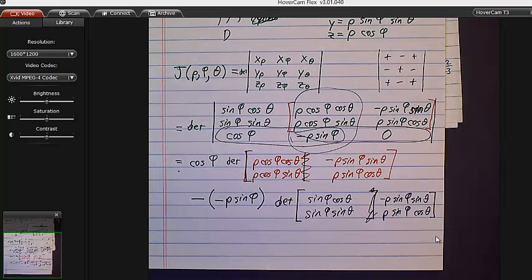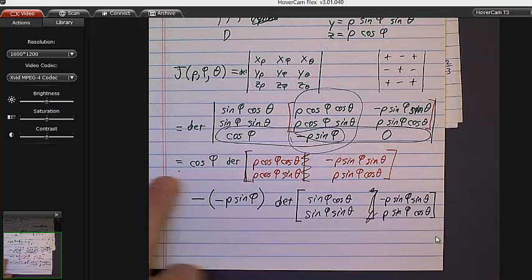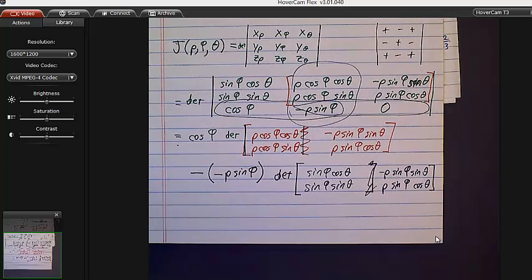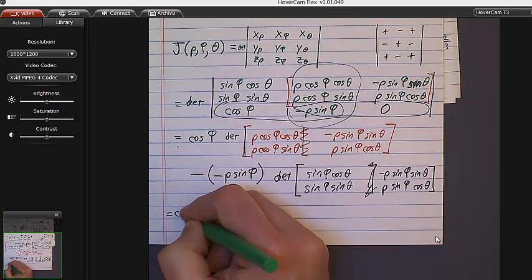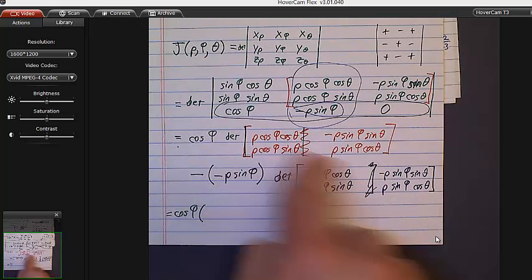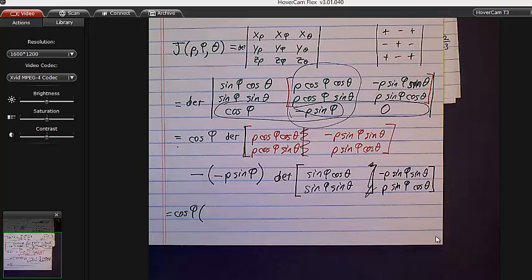There we go. So after that equal sign, there's a big mess. Let's see if I can simplify. Here we go. This equals cosine of phi times what? Let me do the determinant of the brown matrix. We get rho squared.